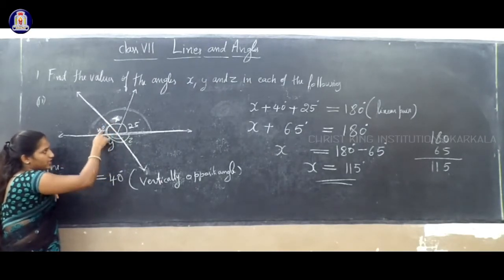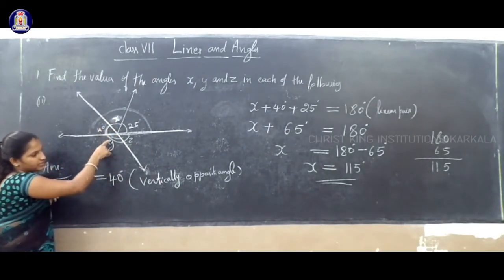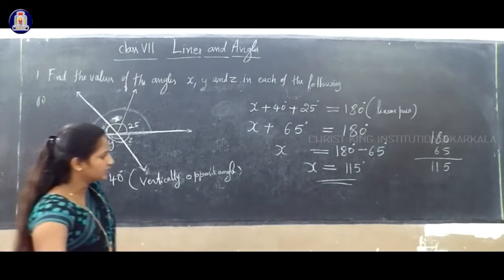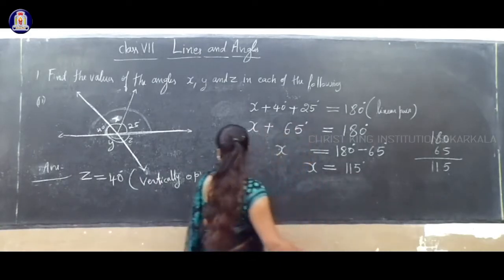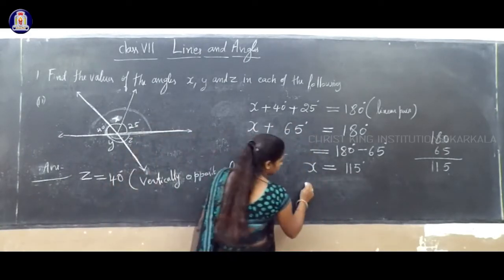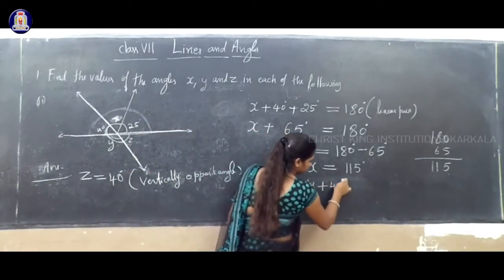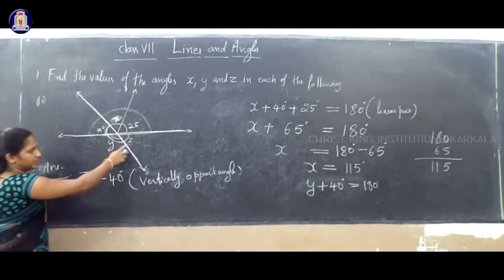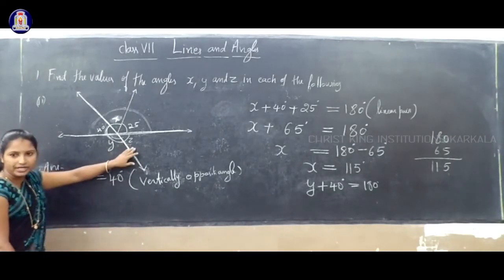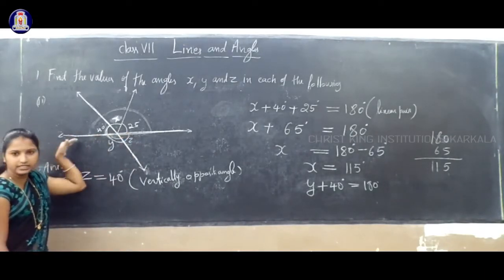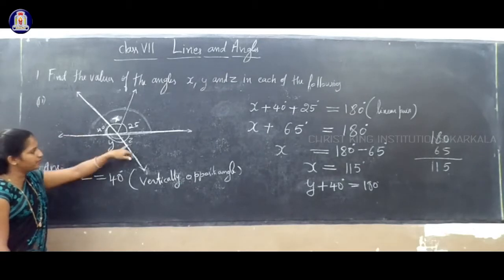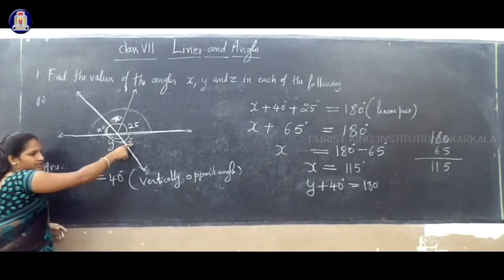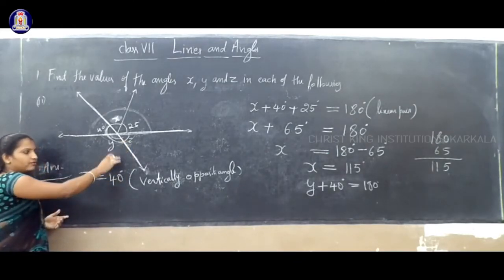So sum of these two, 40 plus y, correct? 40 plus y is equal to 180 degree. So write y plus 40 degree is equal to 180. Or else you can consider y plus z. Y plus z is also 180 because this is a straight line, right? Y plus z is equal to 180. So this is the straight angle. But we know z. Z is 40 degree. So then we can find y.